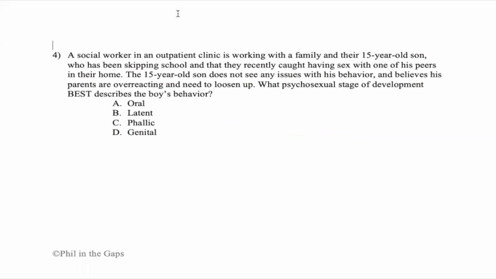Question 4. A social worker in an outpatient clinic is working with a family and their 15-year-old son who has been skipping school and that they recently caught having sex with one of his peers in their home. The 15-year-old son does not see any issues with this behavior and believes his parents are overreacting and need to loosen up. What psychosexual stage of development best describes the boy's behavior? A, oral, B, latent, C, phallic, or D, genital. And when you have your answer, type the word lions in the chat.